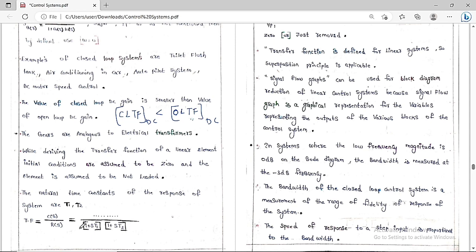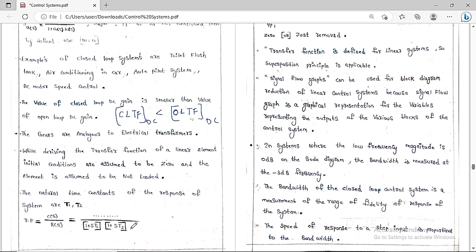Whatever the poles are, these time constants T1 and T2 are called the natural time constants of the response of the system. Suppose for a given system, the transfer function C(s)/R(s) is a ratio of numerator by denominator. These denominator time constants are called the natural time constants of the response of the system, which are T1 and T2. So this point you always have to keep in mind.